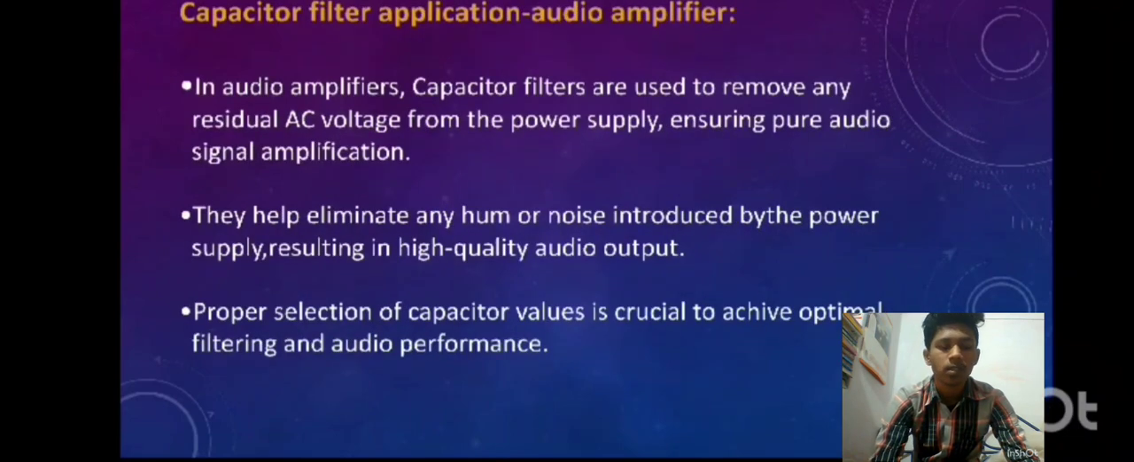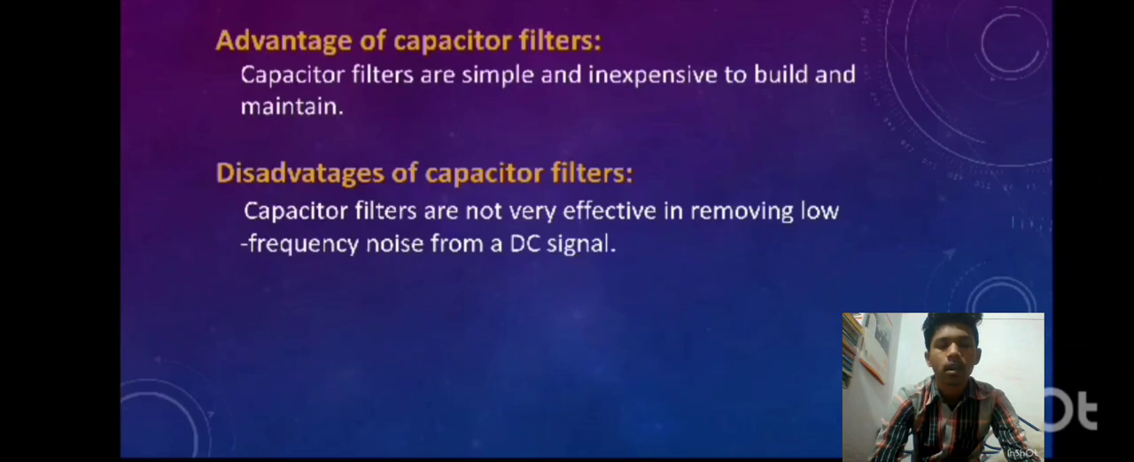And we can discuss the capacitor filter application in audio amplifiers. In audio amplifiers, capacitor filters are used to remove any residual AC voltage from the power supply, ensuring pure audio signal amplification. They help eliminate any hum or noise introduced by the power supply, resulting in high quality audio output. Proper selection of capacitor values is crucial to achieve optimal filtering and audio performance.